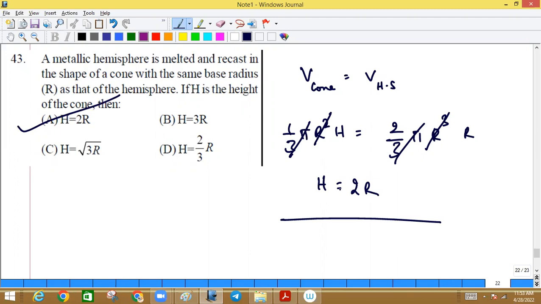I'm equating the volume of the cone to the volume of the hemisphere. What is the volume of the cone? 1/3 of pi r square h. What is the volume of the hemisphere? 2/3 of pi r cube. R and R is same. Therefore, what is the height of the cone? Height of the cone is the diameter of the hemisphere.